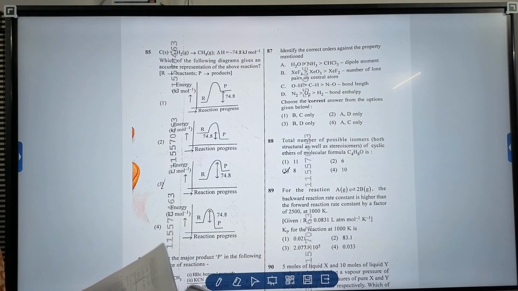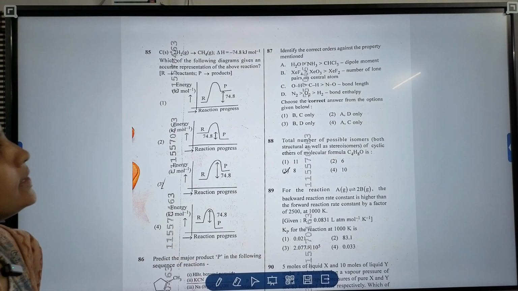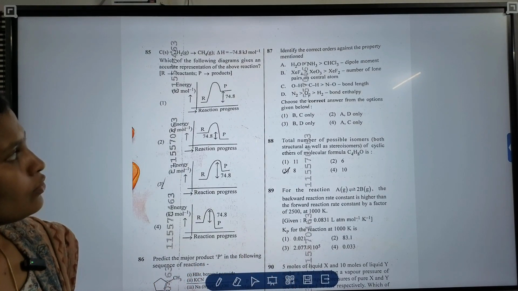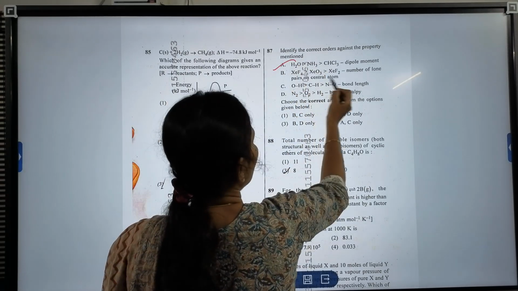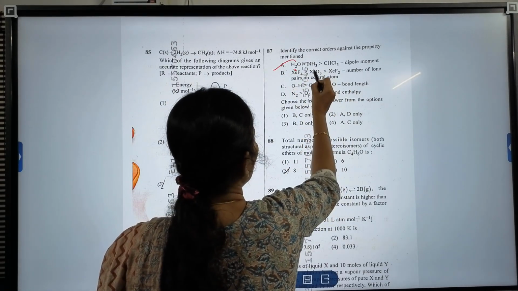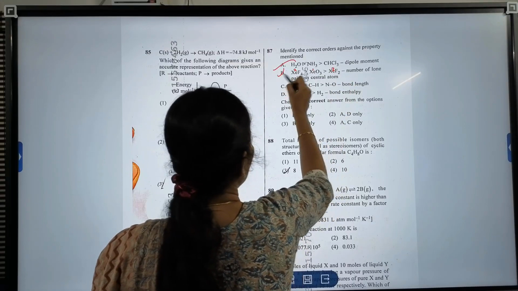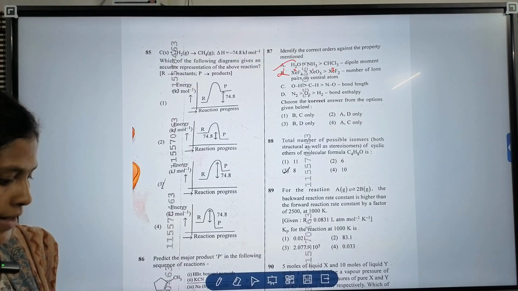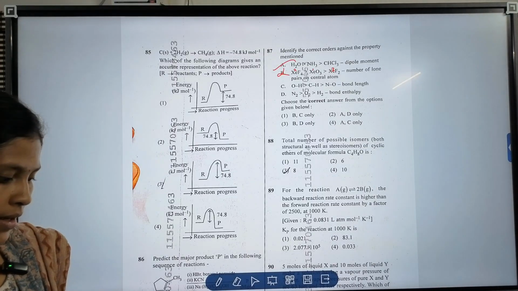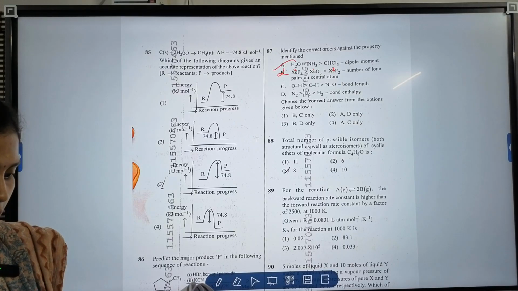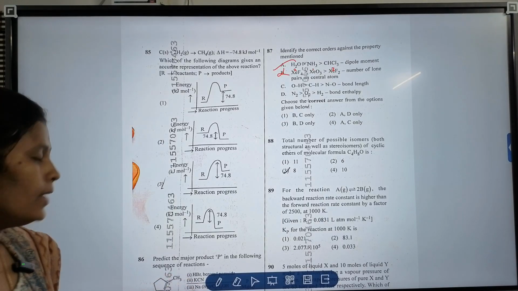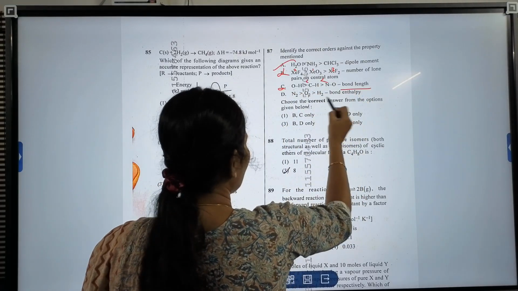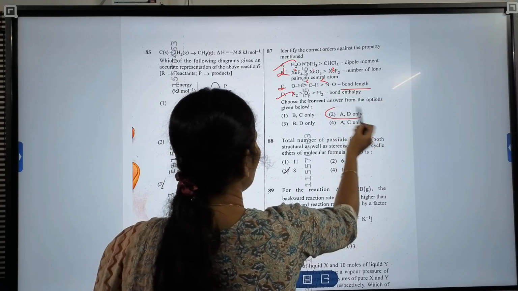Okay. So in the properties given here, the first one is correct: dipole moment of water. Yes, of course it's greater. And here, number of lone pairs: here 2, here 1, but here it is 3. That is not correct. Here, bond length. Is it correct? Bond lengths are like OH is less than CH, which is less than NO. So the order should be inverted, but this is not correct. Bond enthalpy is correct. So we can go with options A and D.